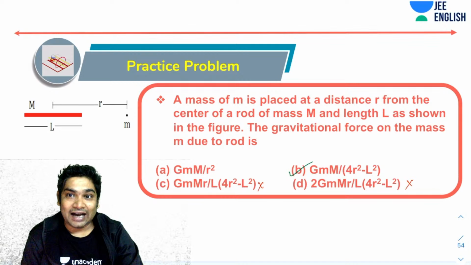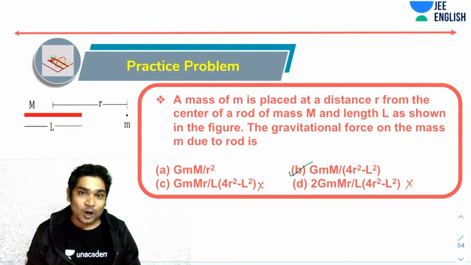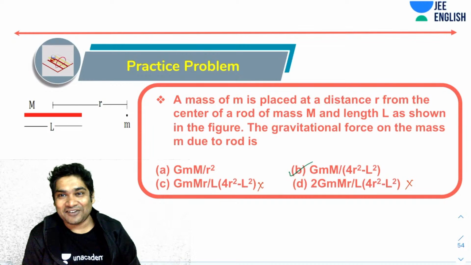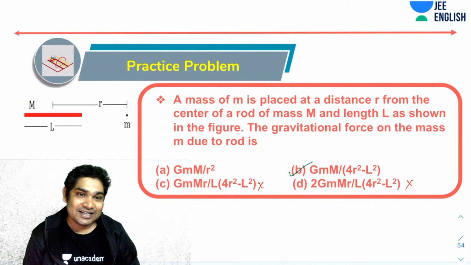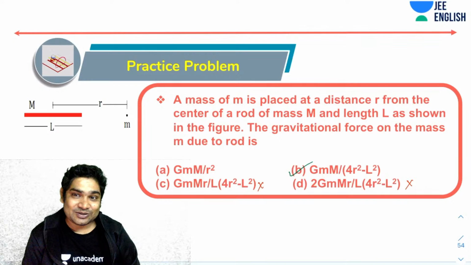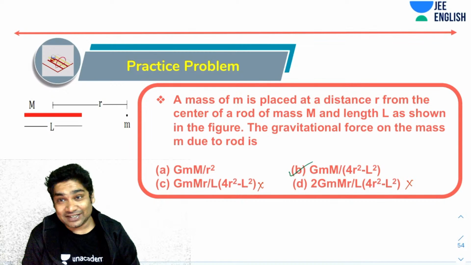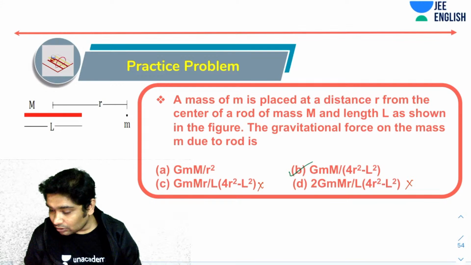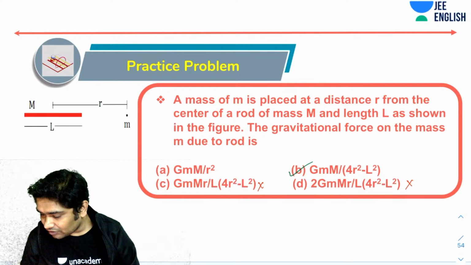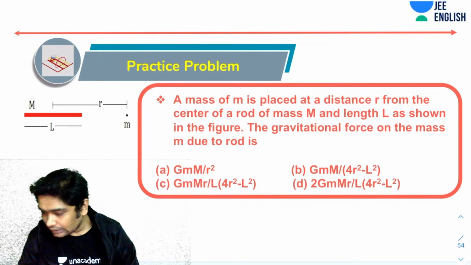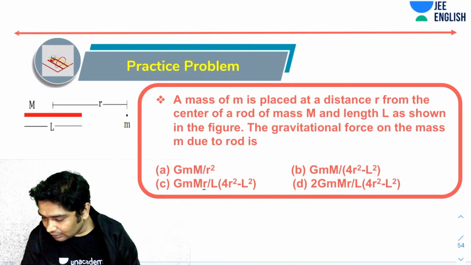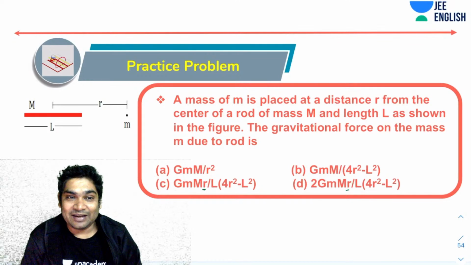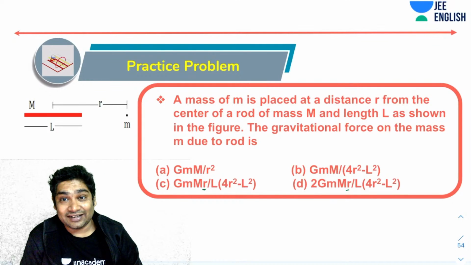So that is how you can just look at the options in Mains. This works. Trust me, in Advanced it won't. Advanced questions are not so easy to solve just by looking at options, but in Mains it works. So dimensionally, okay, no. Dimensionally, these are also correct. Wait, I did not notice that. Yes, there is R here also. So again, dimensionally, they are all correct.